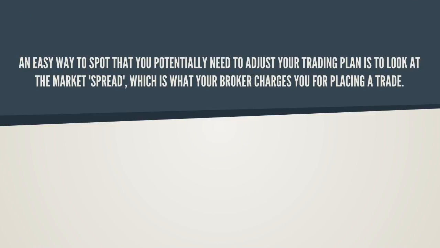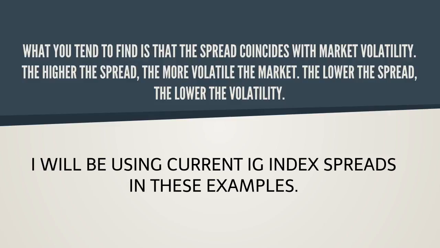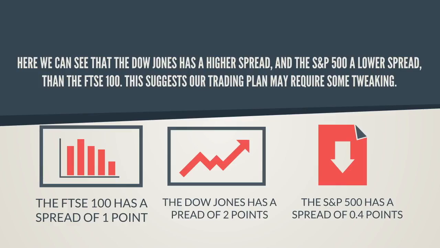An easy way to spot that you potentially need to adjust your trading plan is to look at the market spread, which is what your broker charges you for placing a trade. What you tend to find is that the spread coincides with market volatility. The higher the spread, the more volatile the market. The lower the spread, the lower the volatility. I will be using current IG index spreads in these examples. Here we can see that the Dow Jones has a higher spread and the S&P 500 a lower spread than the FTSE 100. This suggests our trading plan may require some tweaking. The FTSE 100 has a spread of 1 point. The Dow Jones has a spread of 2 points, and the S&P 500 has a spread of 0.4 points.